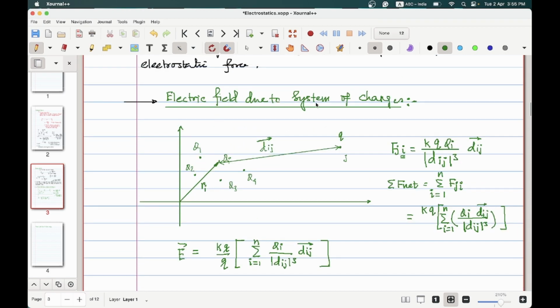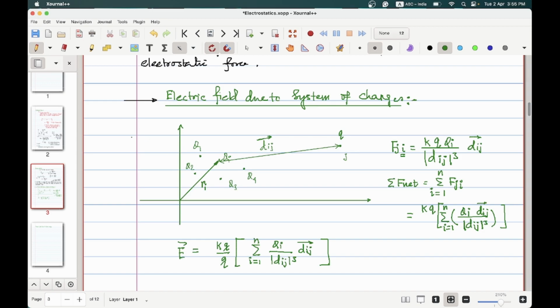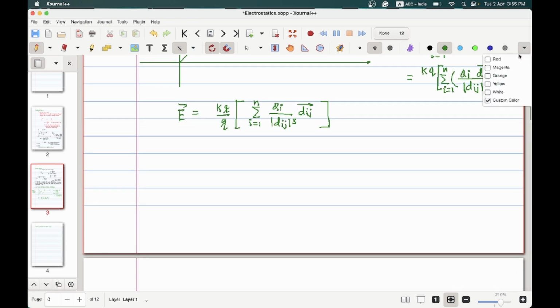So this is due to the system of charges, and this particular category is under discrete charges. Another type of charge distribution is continuous charge distribution.